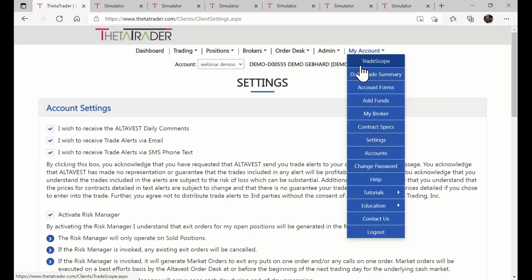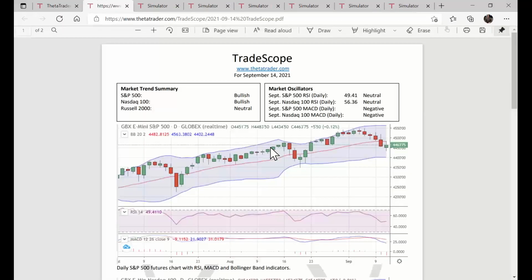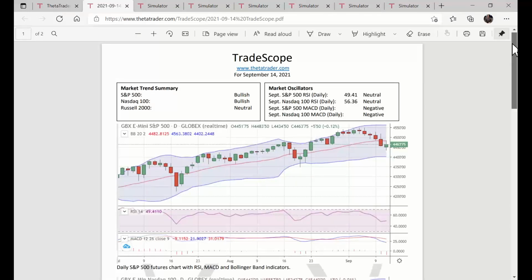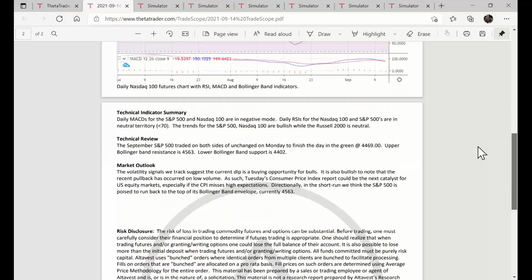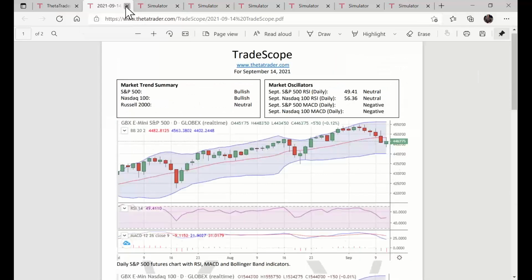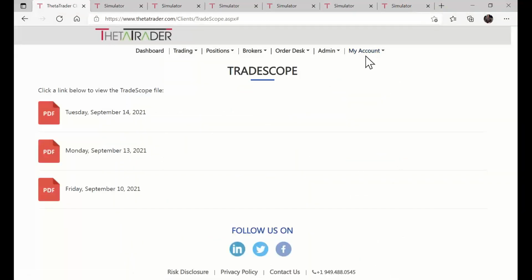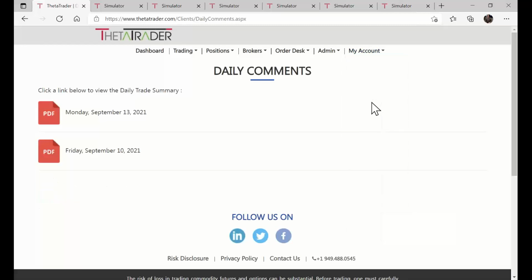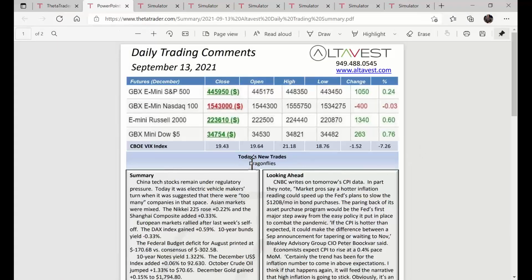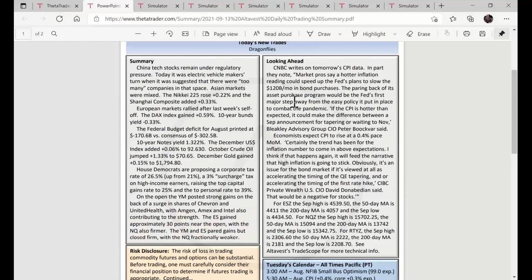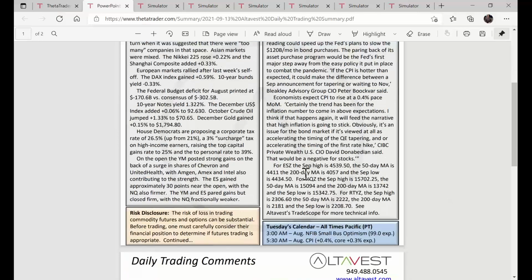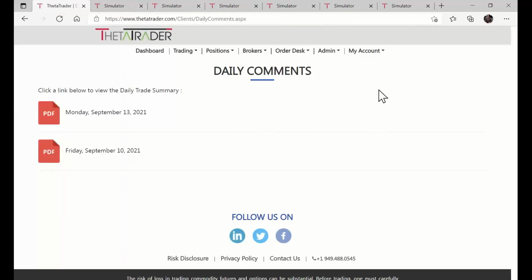And I will also point out we have proprietary research. It's our TradeScope newsletter, where we look for analysis on the stock indices, look at some market outlooks, and look ahead at what to watch for. And also, this is another great piece here called the Daily Trading Summary. We do this each day, and you'll see yesterday we did dragonflies. You can see their quotes. You can see what happened in Asia, in Europe, in the US, looking ahead, and technical support and resistance zones, and then of course the economic calendar. So that's all available every day to all of the Theta Trader clients.